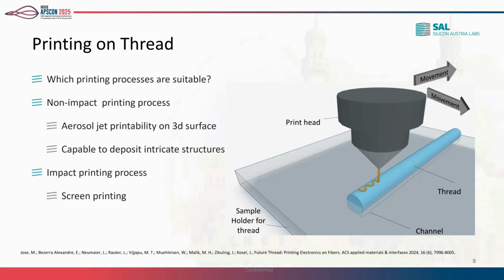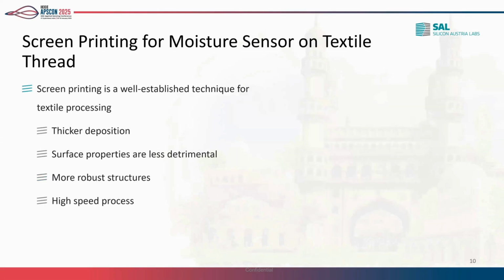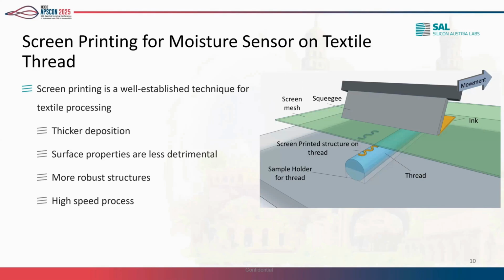The other process is screen printing, which is an impact process. However, since it is on textiles, it is rough. The most common process is, of course, screen printing. We used it because it gives a thicker deposition, and surface properties are relatively less detrimental compared to aerosol jet printing. This is the process where the thread is placed in a sample holder or printing bed where we have a channel, and then we have the normal screen printing process. Once the alignment is done, it is a normal printing process, and we can have mostly any structures.